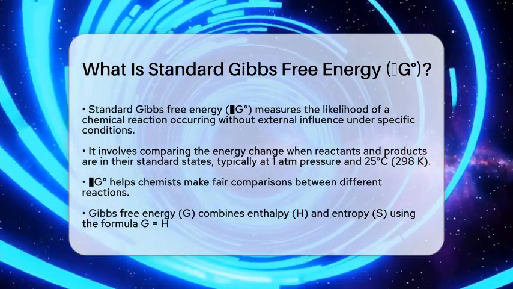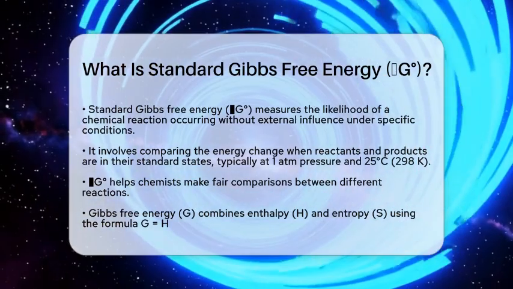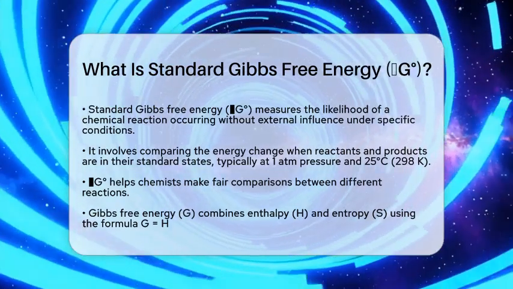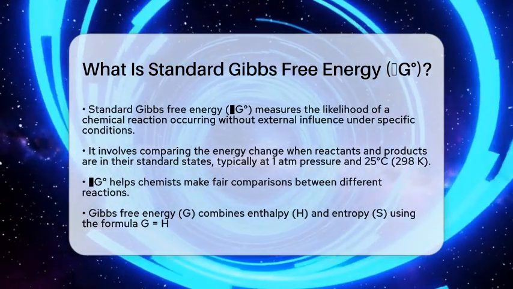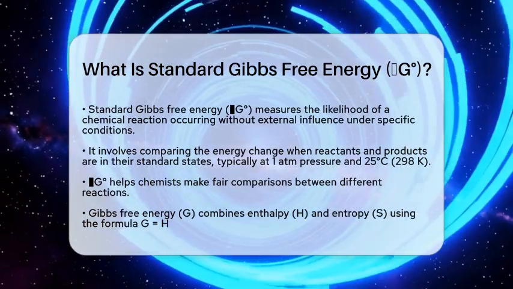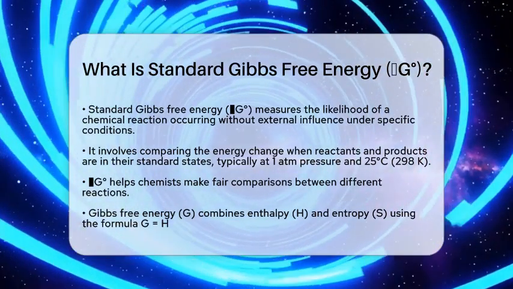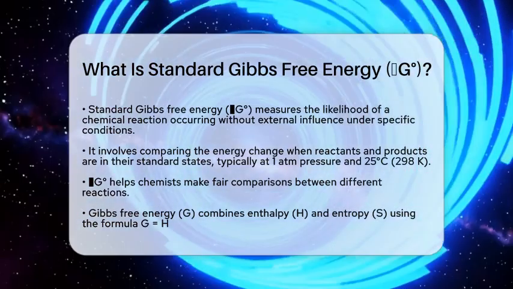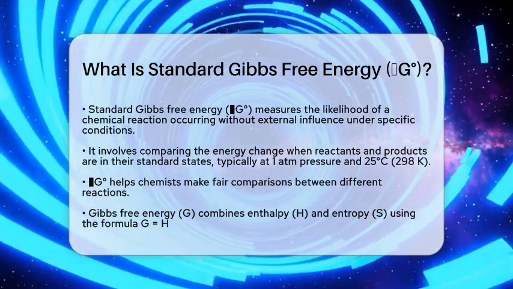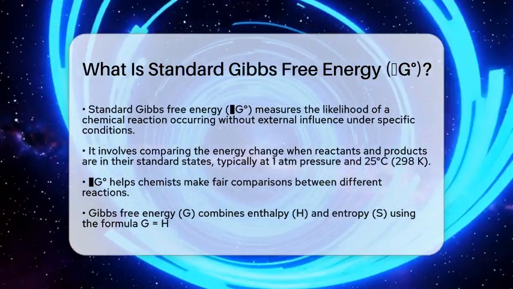Standard Gibbs free energy, symbolized as ΔG°, tells us the energy change when reactants in their standard states turn into products also in their standard states. Standard states usually mean pure substances at 1 atmosphere pressure and a set temperature, often 25 degrees Celsius or 298 Kelvin. This helps chemists compare different reactions fairly.